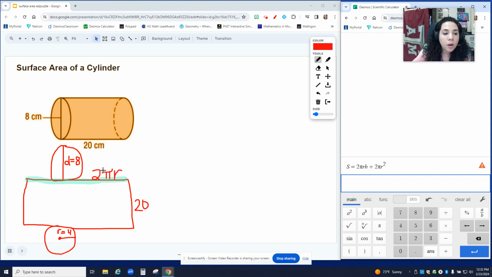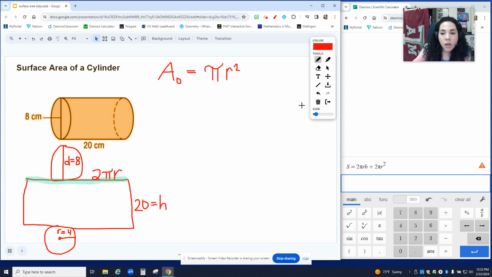So the first part, 2 times pi times the radius times h, this is our h, that's giving us the area part for just that rectangle piece. And then when we add 2 pi r squared, it's because we have two circles. The area of one circle is pi r squared. So the area of a circle is pi times the radius squared.